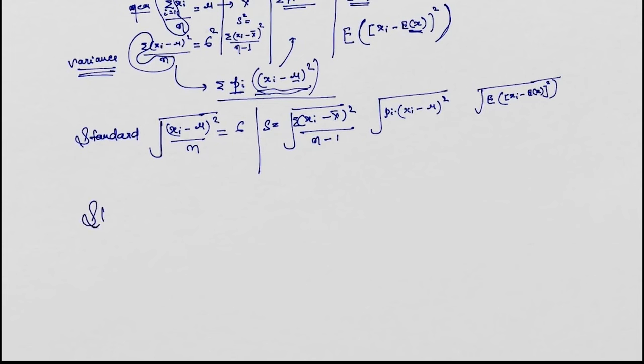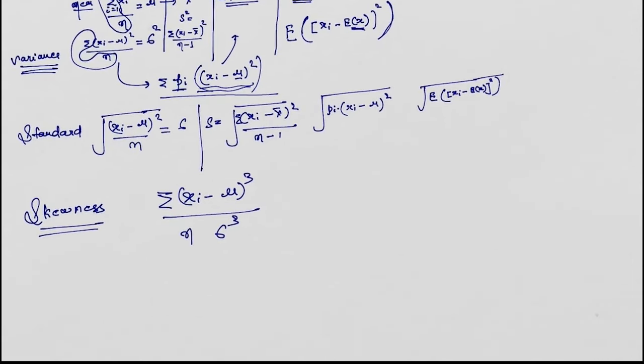Skewness. The skewness formula is the summation of xi minus mu whole cube upon n, and divided by sigma cube. If you write the formula in terms of probability, this 1 upon n goes away. 1 upon n is the symbol denoted if you give equal probability to every entity in the data set. So the formula would be the summation of probability into xi minus mu whole cube divided by sigma cube.